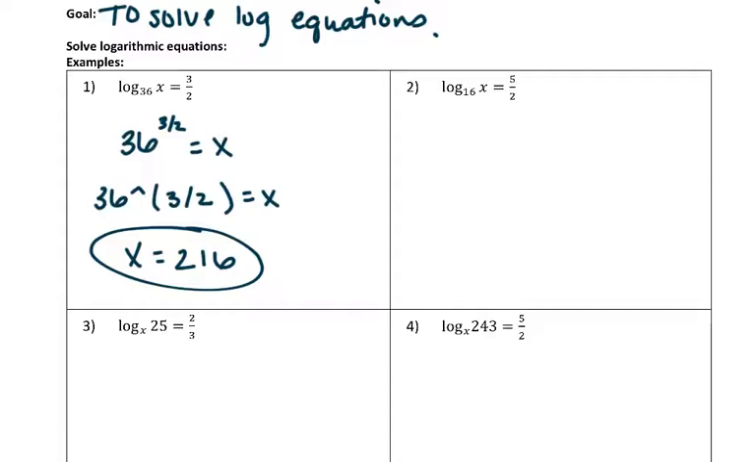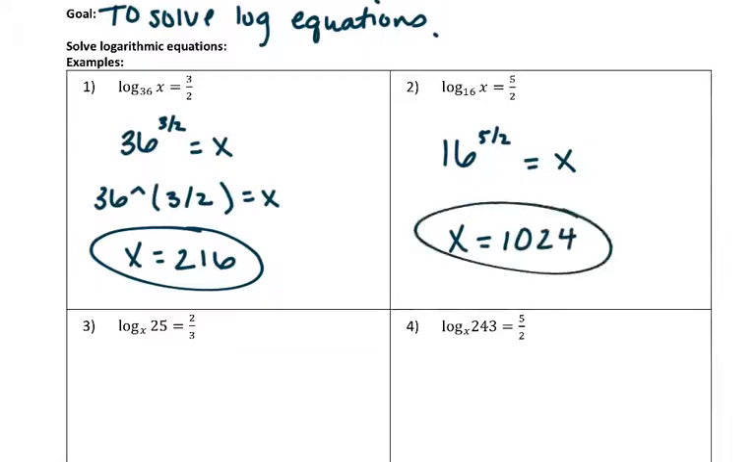All right, for number 2, same idea. You just want to convert. So 16 to the power of 5/2 is equal to x. Again, x is already by itself as soon as you convert. So if it's like that, it's awesome, because as soon as you convert x is alone. You use your calculator again, 16 to the power of 5/2, and you will have x equals 1024. And you're done there.